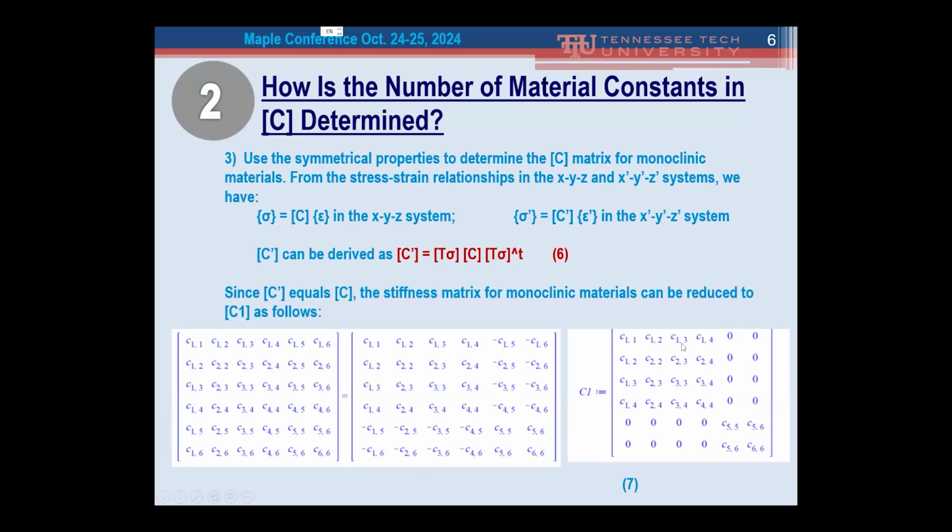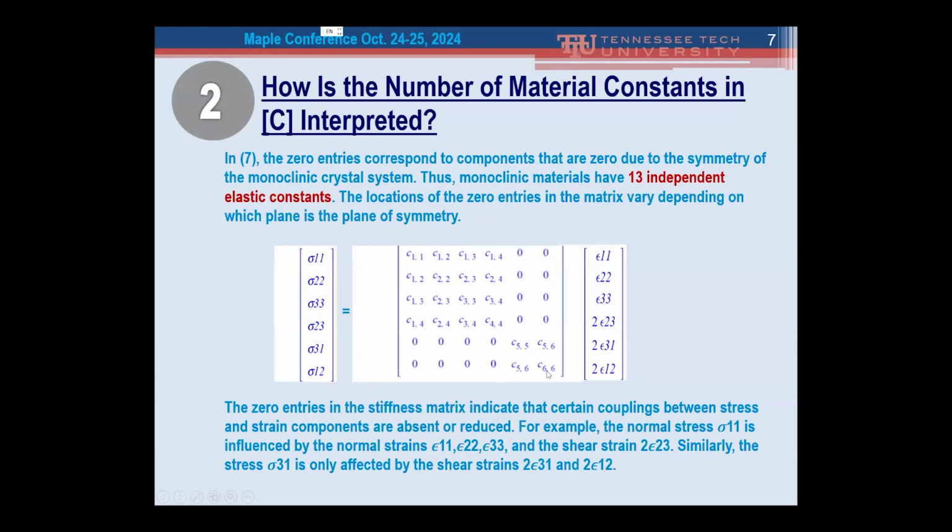So because they are the same, we can reduce the material constants. We reduce from 21 to 13 for this material. That tells us, for example, that this stress is coupled with only these two deformations. Otherwise, one stress would cause 6 different deformations. That is why these zeros are very important. A zero tells you the relationship is reduced and decoupled.